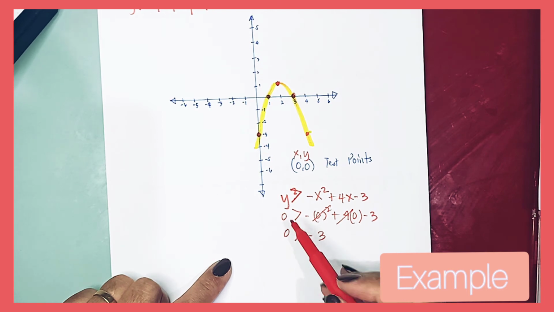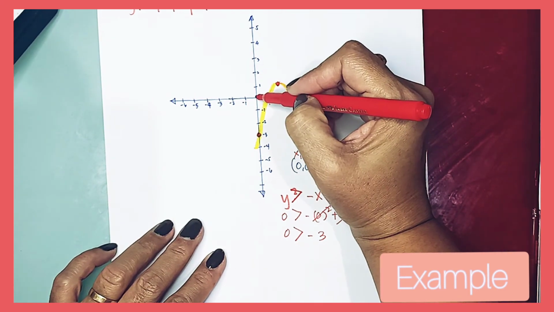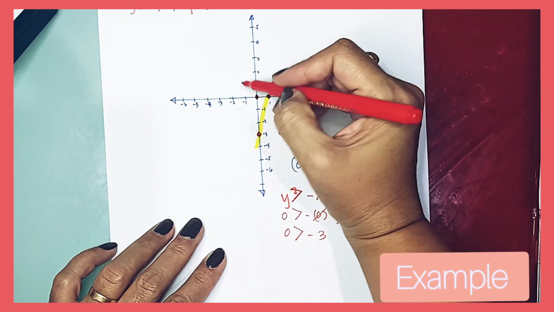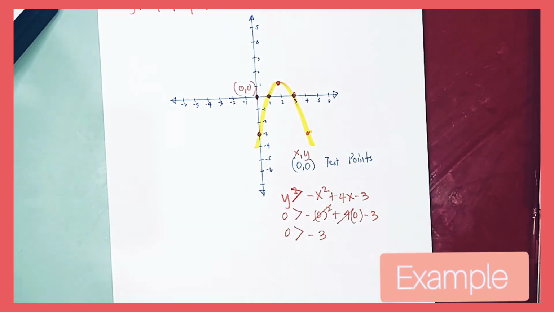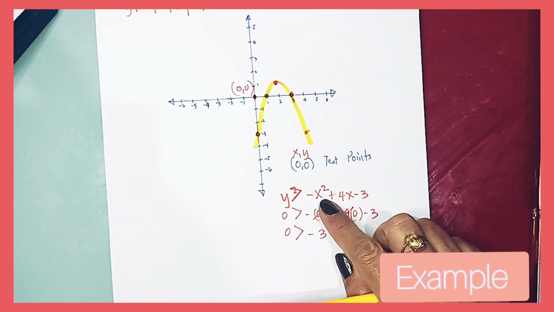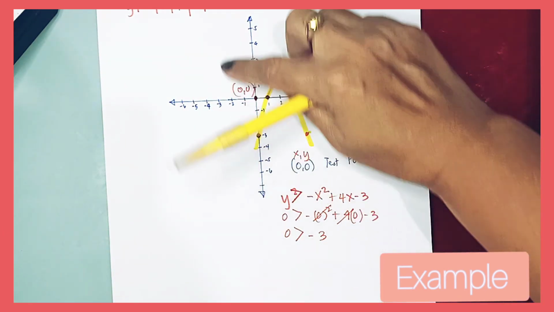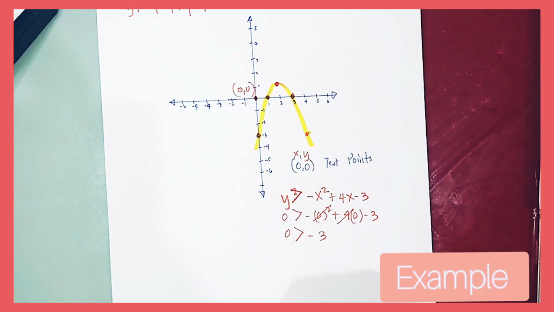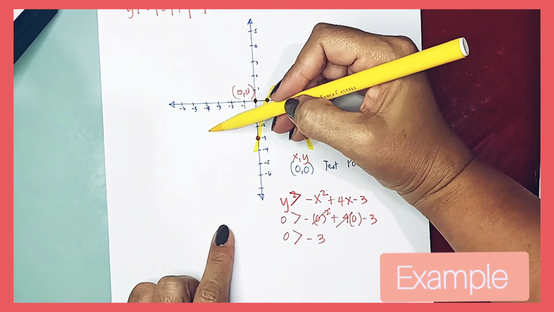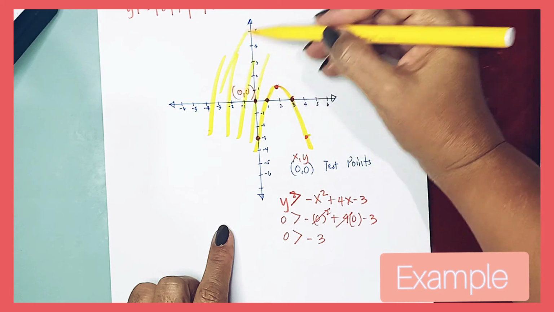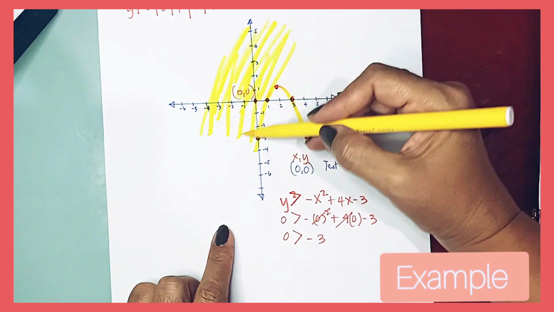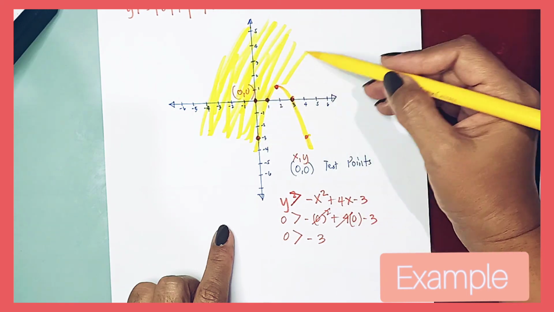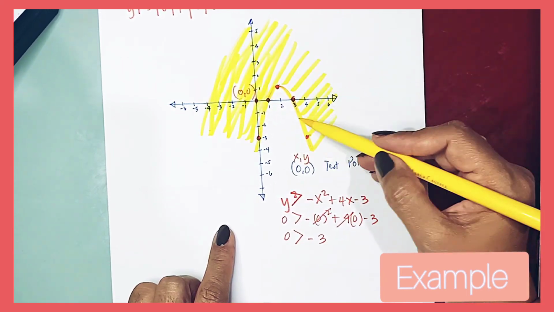As you can see, the test point 0, 0 satisfies the given inequality because 0 is greater than negative 3. So in other words, since 0, 0 is found outside the parabola, then the solution set of the inequality is found outside the region. So this will be shaded. The shaded part is what we call the solution set of the given inequality.